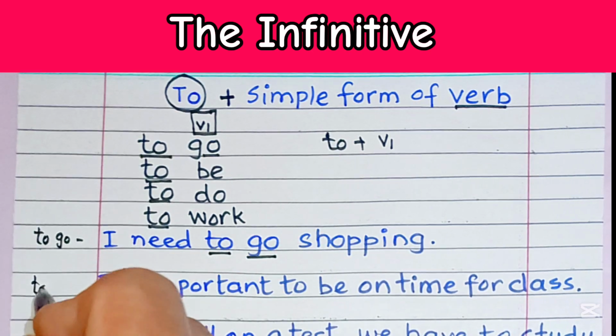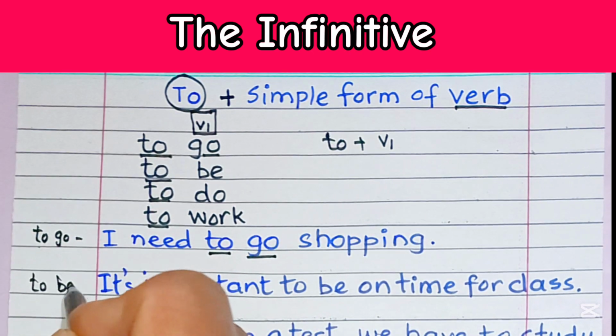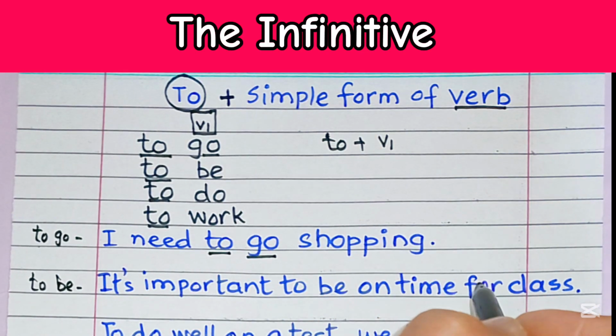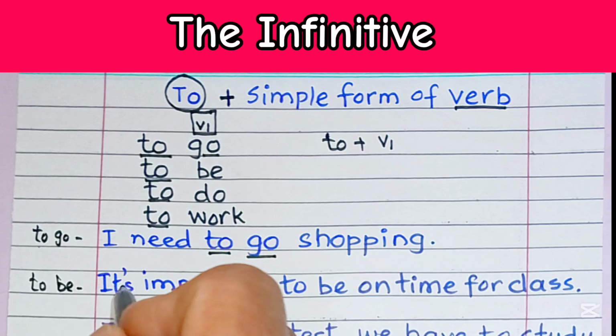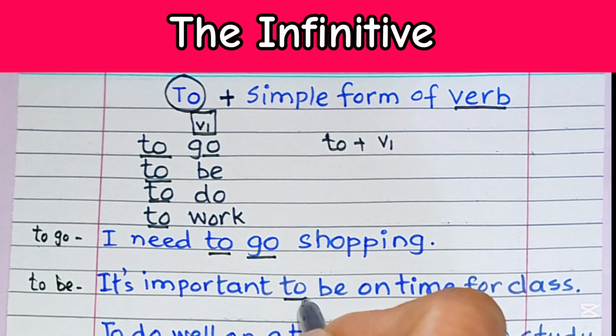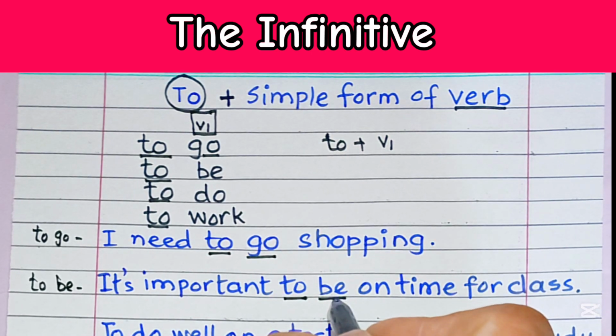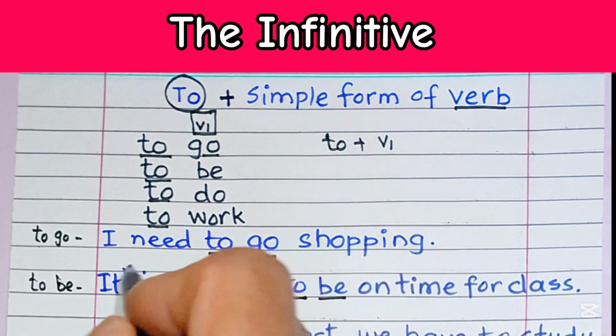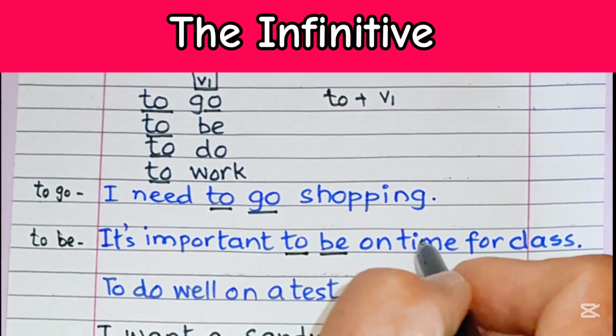And in this sentence we are using to be as an infinitive. It's important to be on time for class. It's important, and then we have this to followed by the base form or simple form of the verb be. It's important to be on time for class.